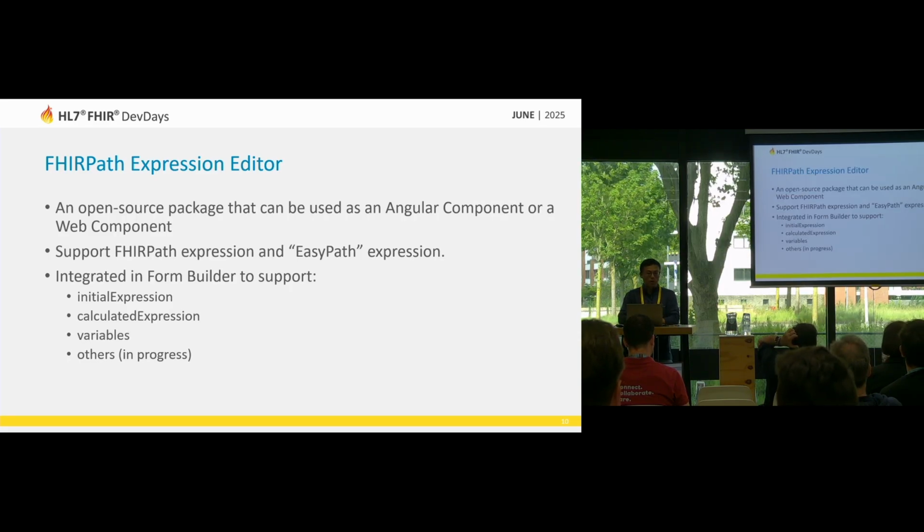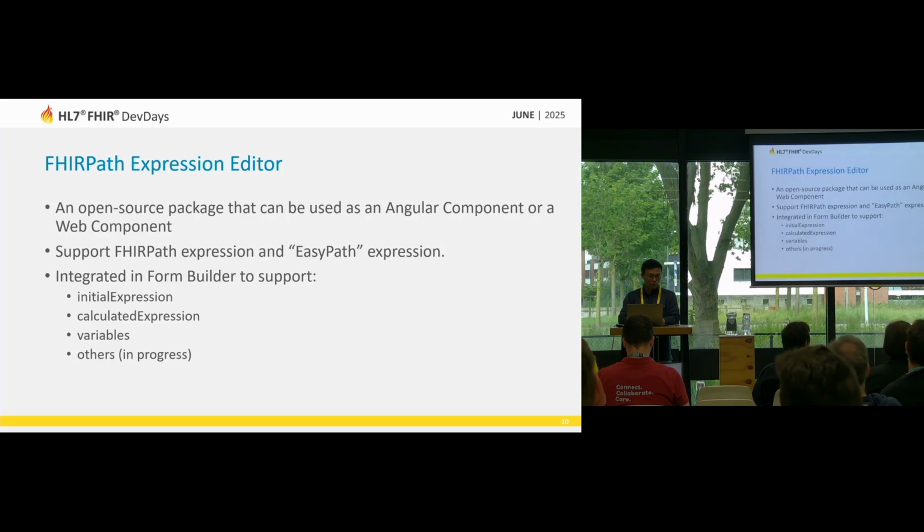So this is a new FHIR expression editor. It's also released as open source. So here, it now supports initial expression, calculated expression, and variables, and the others are still work in progress. To make it easier for users, we also invented something called the Easy Path. It's similar to what you do in Excel in a spreadsheet. So simple calculations, with a subset of the functions that are available there, and with automatic conversion to the FHIR expression.